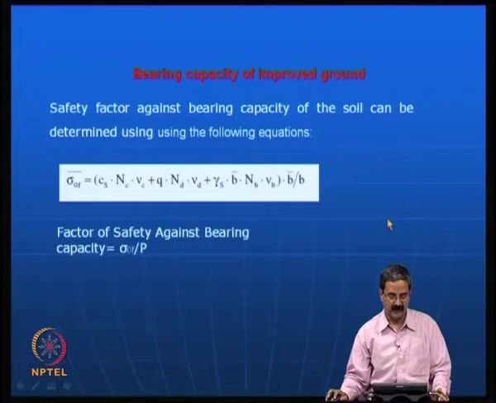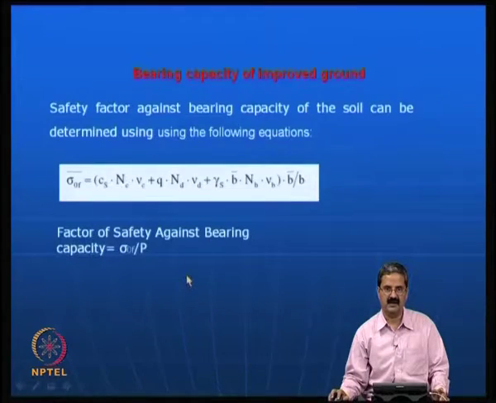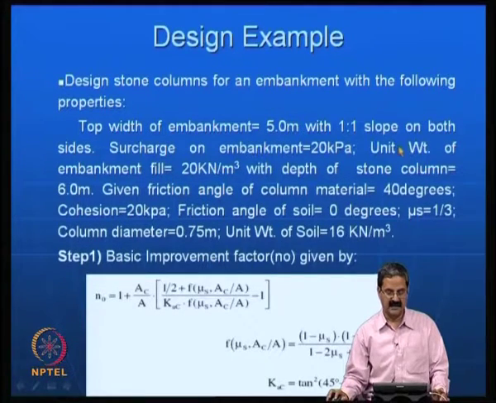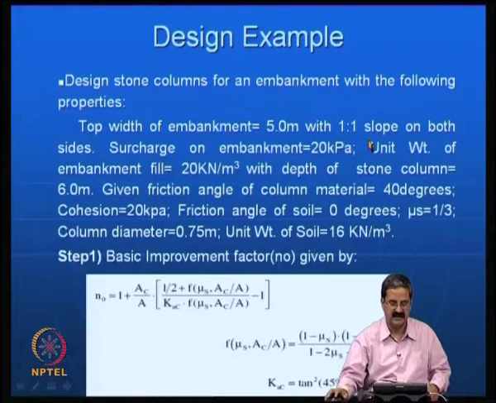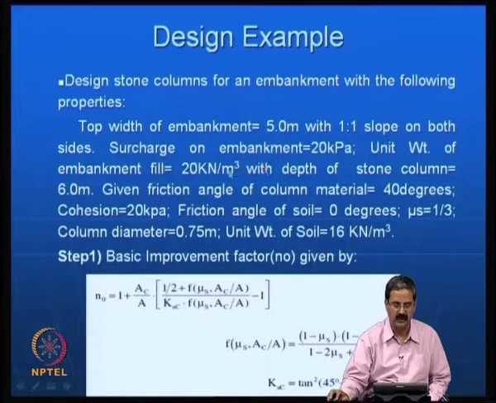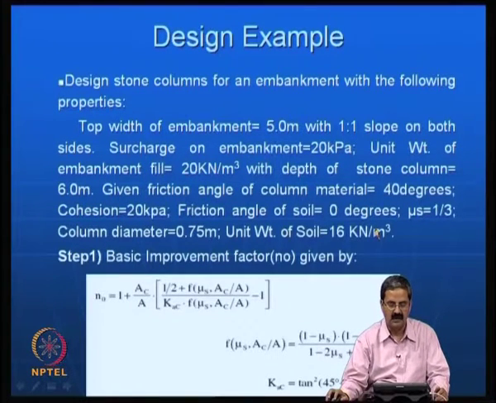So again, for bearing capacity of the improved ground one can have expressions similar to our bearing capacity equation, and you can get the factor of safety of bearing capacity. There is a design example that I tried to work out. It has the top width of the embankment with a 1:1 slope, actually resting. The surcharge on the embankment is about 20 kPa, the unit weight of the embankment fill is about 20 kN per meter cube, and the depth of the stone column is 6 meters. The cohesion is known, the friction angle of the clay, it is just a clay, is 0 degrees.